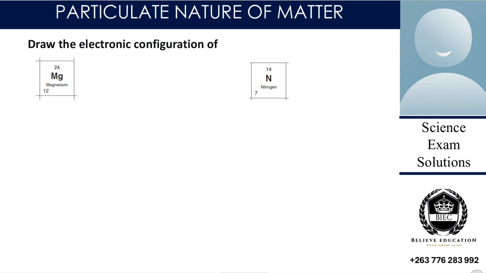Then let's try to draw the electronic configurations using the details we get from the periodic table. Here we have magnesium. First of all, we identify this is the mass, we don't want it, and what we want is this one, 12, which is the number of what? Electrons. So here the number of electrons is equal to what? 12 electrons. So it is the 12 electrons that we are working with.